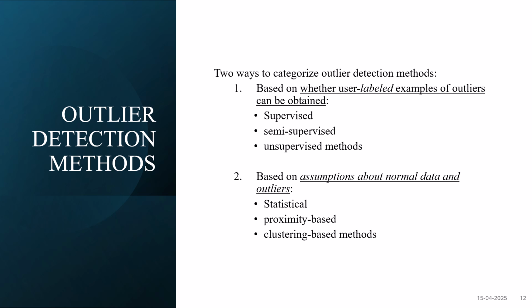Methods. There are many outlier detection methods in the literature and in practice. Here we present two ways to categorize outlier detection methods. First, we categorize outlier detection methods according to whether the sample of data for analysis is given with domain expert provided labels that can be used to build an outlier detection model. Second, we divide the methods into groups according to their assumptions regarding normal objects versus outliers.